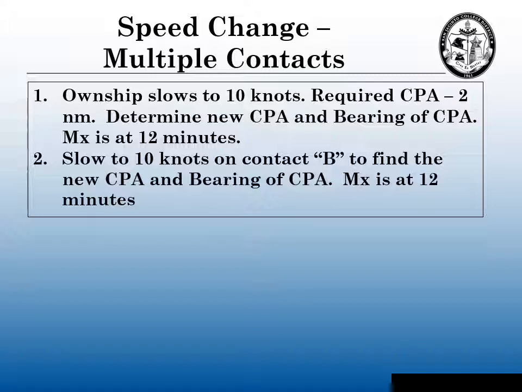If we did not do a course change, we could do a speed change. So let's do a speed change on multiple contacts. This time our own ship is going to slow to 10 knots. We still have that required 2-mile CPA, and we want to determine what the new CPA and bearing of CPA will be, and MX is going to be at 12 minutes. Then we're going to apply that same speed change to contact B to find out the new CPA and bearing of CPA. MX is still 12 minutes.